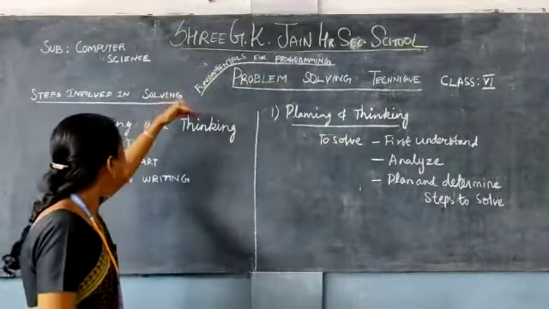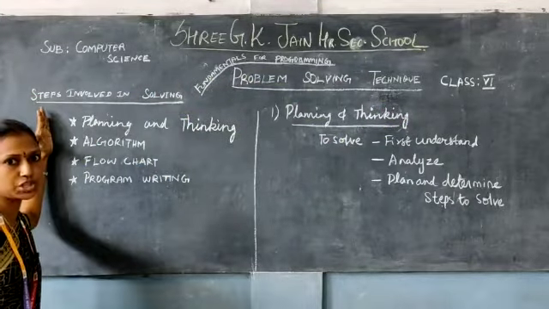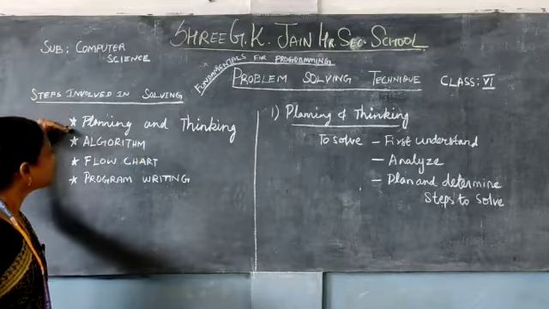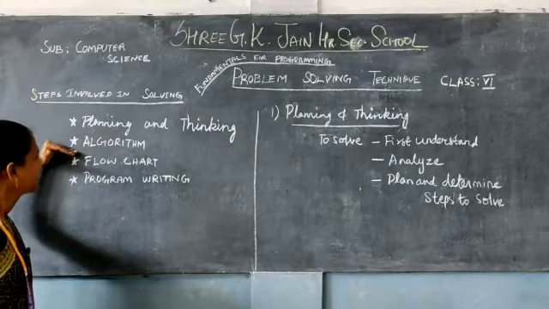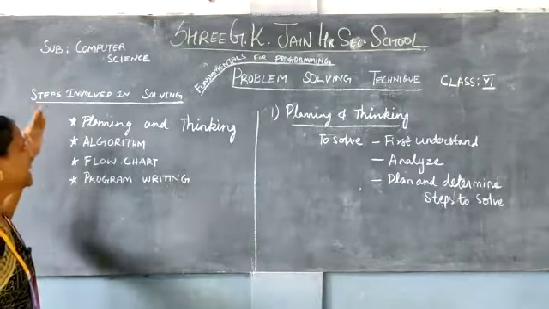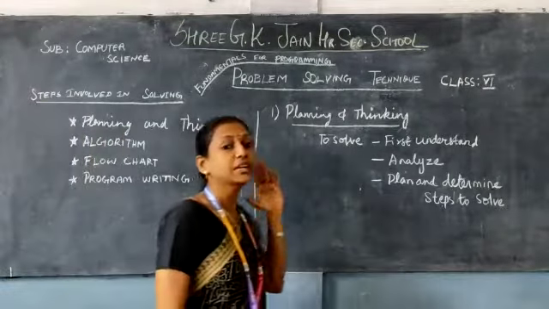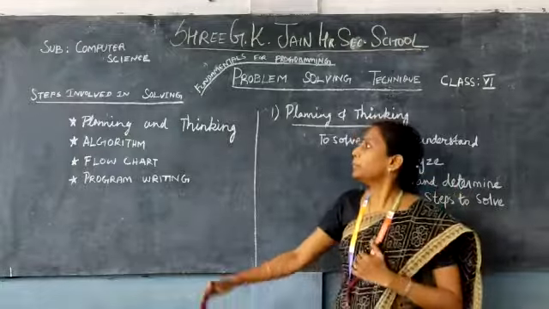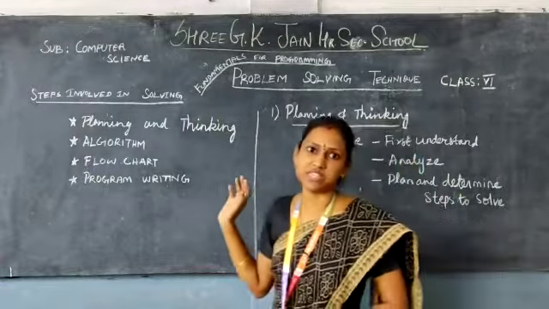Under the problem solving technique, we have 4 steps. First one is planning and thinking. Next, algorithm, flowchart and program writing. These are the 4 steps involved in the problem solving technique.